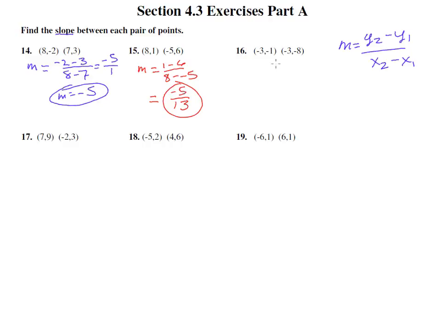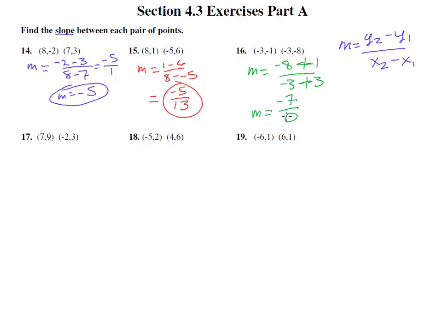Number 16. Let's do y minus y. Let's go this way for a change. Negative 8 minus a negative 1 over negative 3 minus a negative 3. All right, so that's negative 8 plus 1. Negative 8 plus 1 is a negative 7 over negative 3 plus 3 is 0.